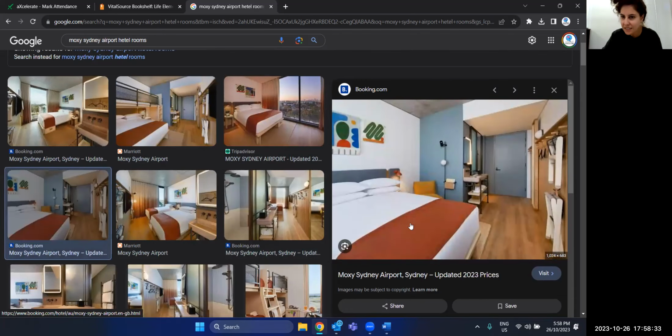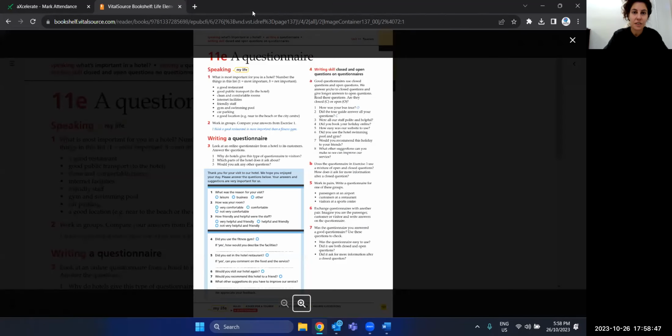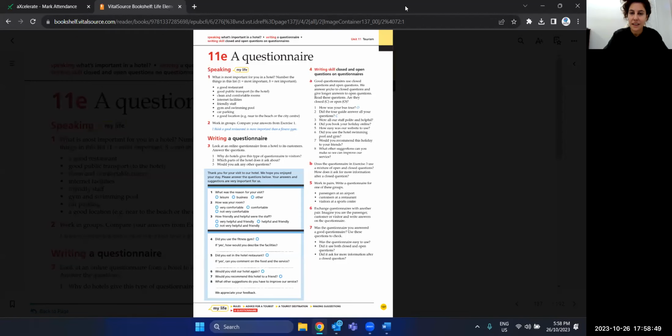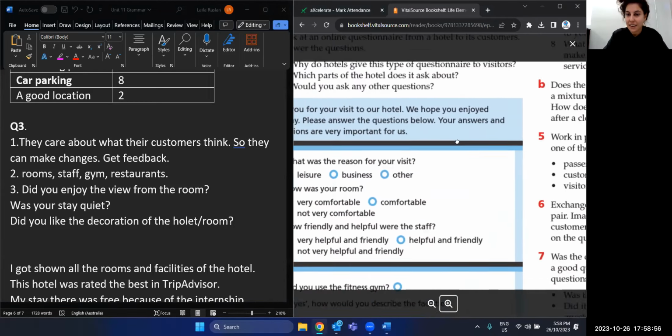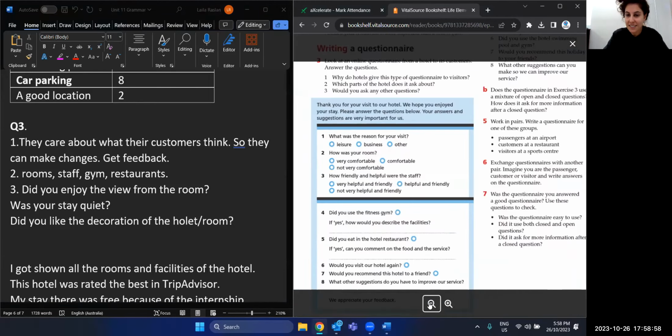I think this is very close to exactly the room I stayed in. So I liked it because it was very organized. So the decoration, good question. The question was, did you like the decoration of the hotel or your room? Any other questions that we can ask extra?